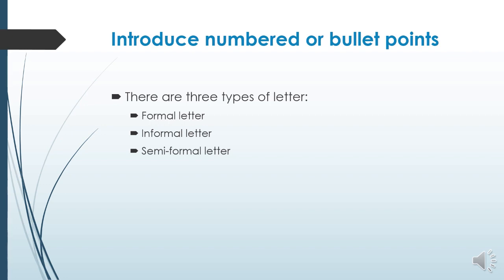Now in this example we have used bullet points, but you could still use numbers for the items. There are three types of letters: 1, formal letter; 2, informal letter; 3, semi-formal letter. So anyhow you write it, you are to introduce that by using the colon after the introductory statement, the introductory sentence. There are three types of letter.